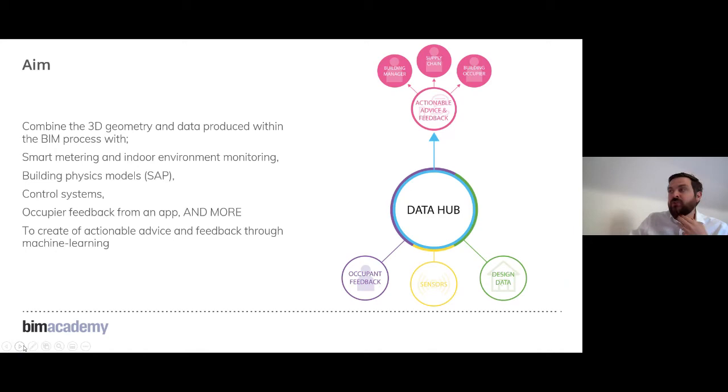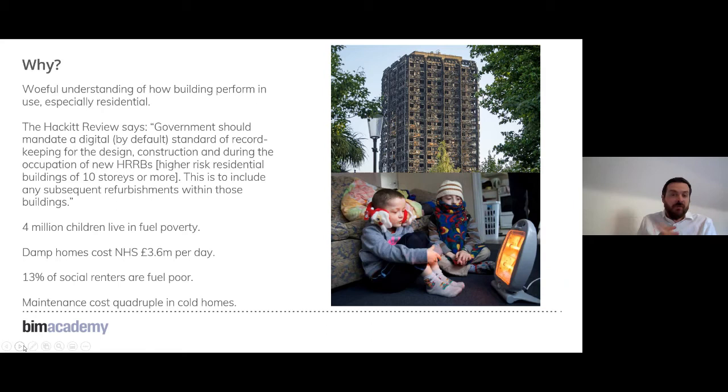I guess why this touches upon a lot of the stuff that we've already talked about, whether it's procuring for value, whether it's the stuff that Alex was talking about in the safety case. We have a woeful understanding of how buildings perform in use, especially residential buildings that we live in. We've talked about the Hackitt report. 4 million children live in fuel poverty within the UK, a number of those in social homes. Damp homes cost the NHS £3.6 million a day in diseases born from damp and cold homes. 13% of social renters are fuel poor, and maintenance costs quadruple in cold homes.